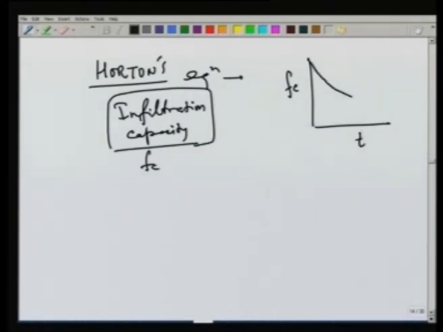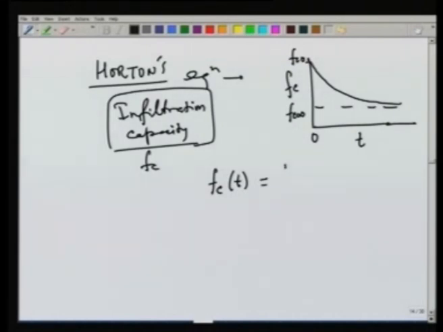as we have seen, it decreases with time, and in Horton's equation we write F c at any time t. We relate it with its final value, a steady state value which we can call F c infinity, and an initial value F c 0. So, F c 0 is at the beginning and F c infinity will be after a very long time.